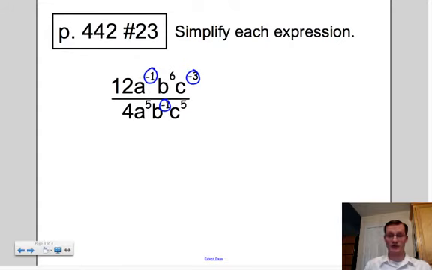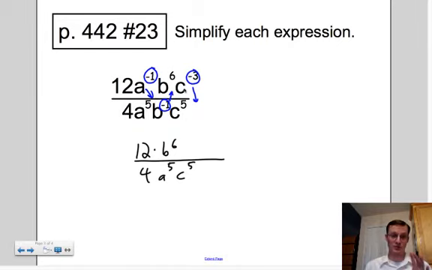Now a to the first, we're going to have to move that down. B to the negative first, we're going to move that up. And C to the negative third, we're going to move that down. So we have 12. The B to the sixth stays. The 4 down here stays. A to the fifth stays. The C to the fifth stays. So that's all that stays. Notice all that's in the blue here, that's going to move. The 12 stays, 4 stays, anyway, all that stays.